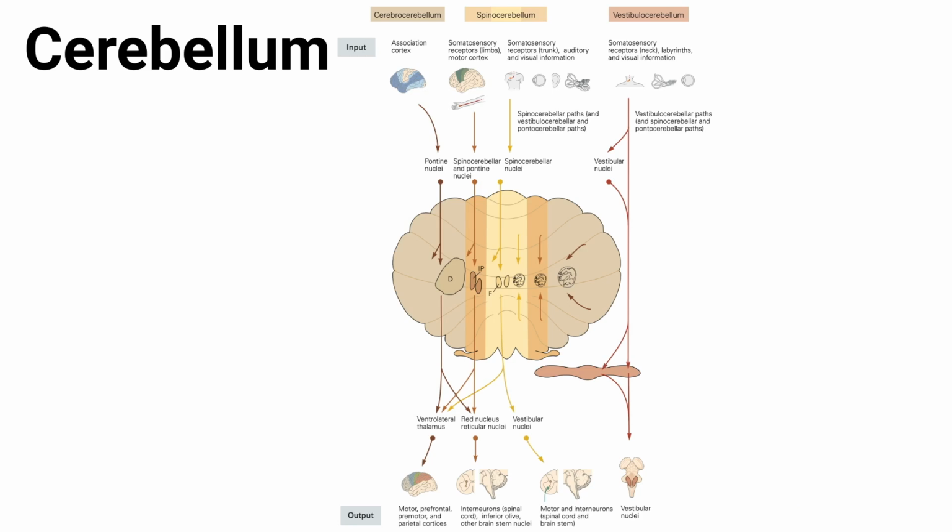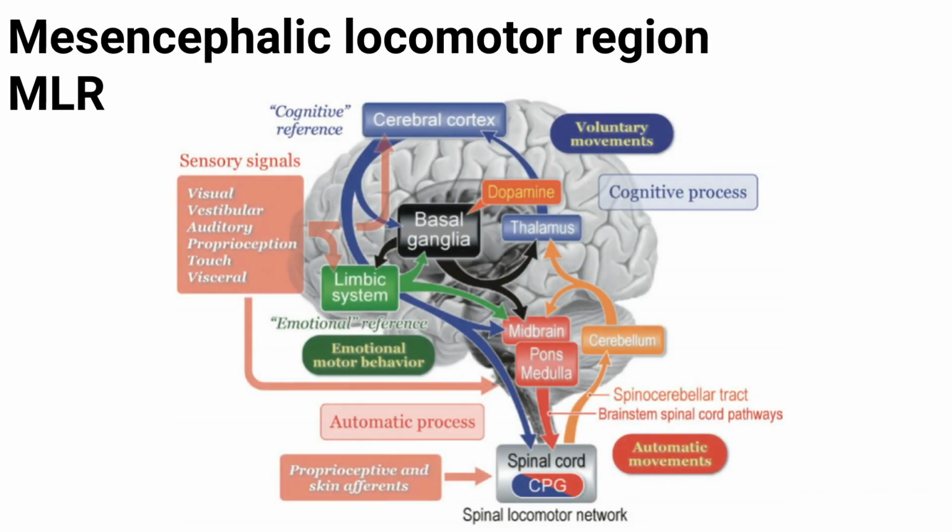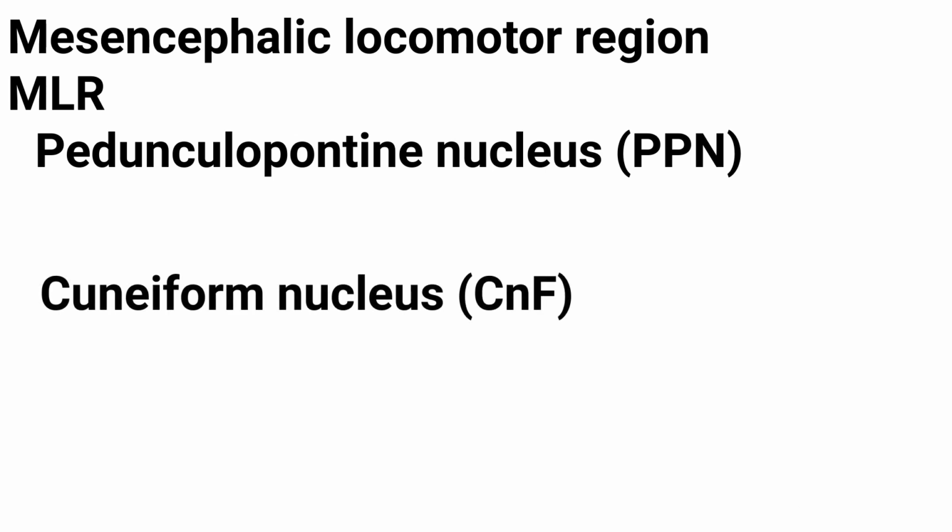The cerebellum is a magnificently complicated structure, but we will move on from it here. Suffice to say that there is a wealth of information to be learned on this little brain that sits comfortably in the back of your head. We conclude this video with a brief discussion of the mesencephalic locomotor region, or MLR, located in the midbrain. This is typically considered a pair of structures, the pedunculopontine nucleus, or PPN, and cuneiform nucleus, or CNF.